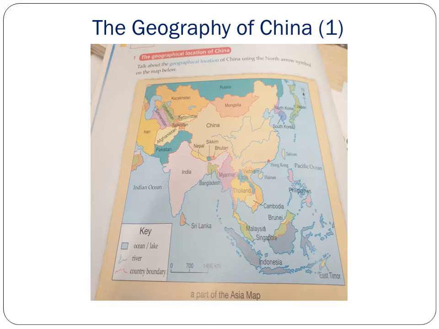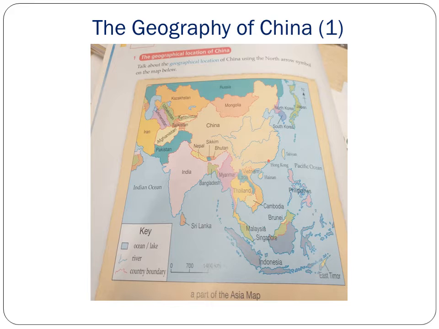It shows where the north is, south, east, west, northwest, and so forth. So that gives us the direction. Every map must have this north arrow symbol. Besides the north arrow symbol, the map also has certain other key features, such as the key at the bottom.